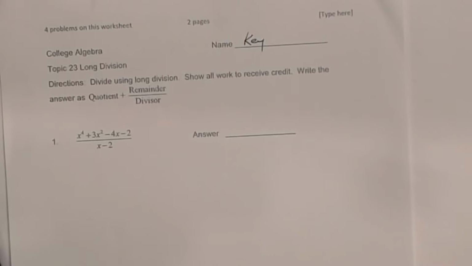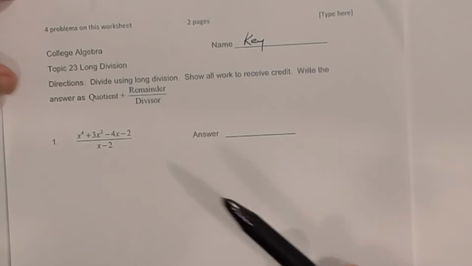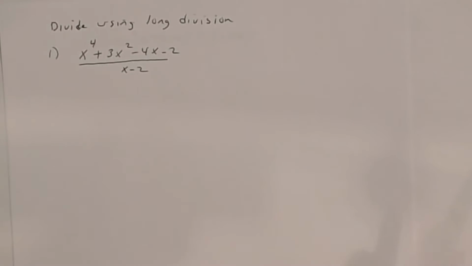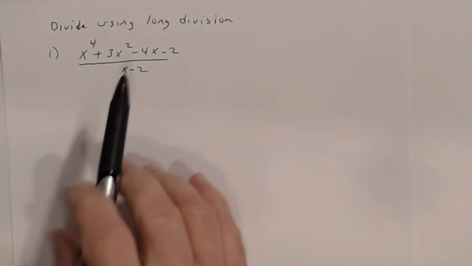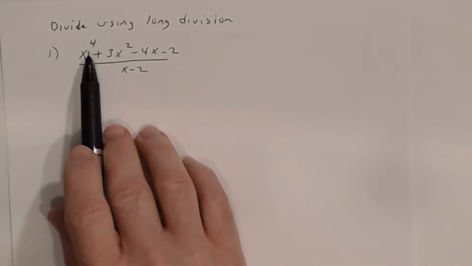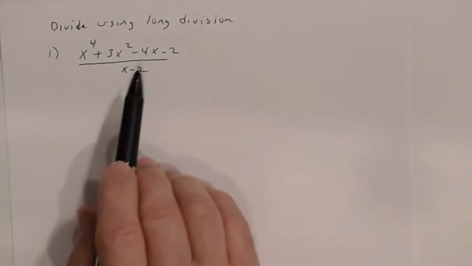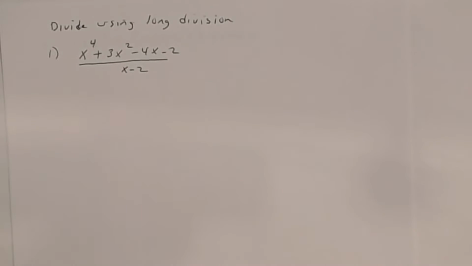This is a key to the worksheet on long division. And on this worksheet, there are 4 problems. So let's go ahead and do the first one. You have this polynomial, x to the fourth plus 3x squared minus 4x minus 2, divided by x minus 2.